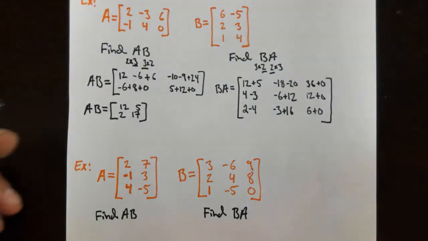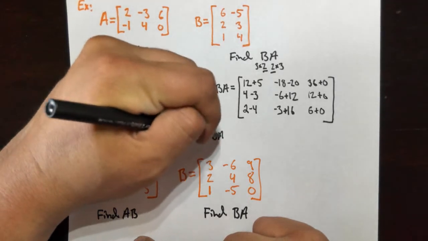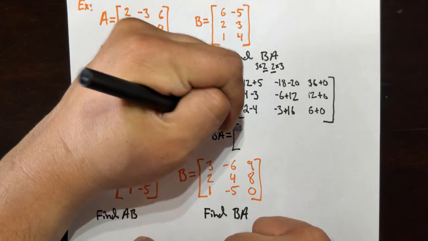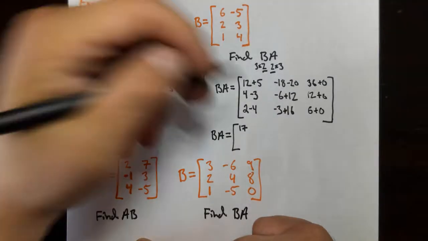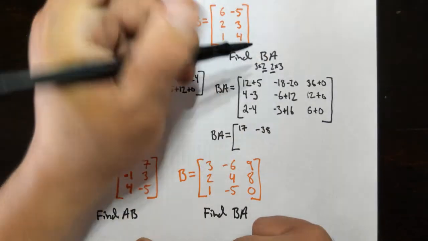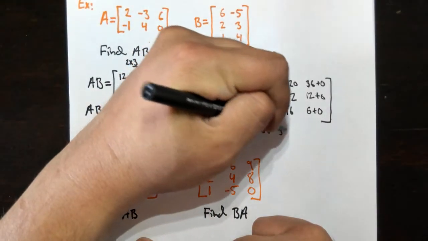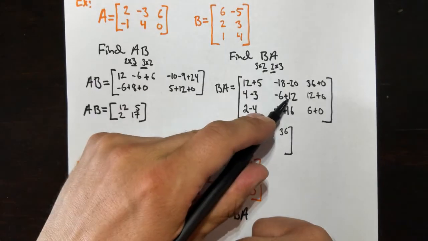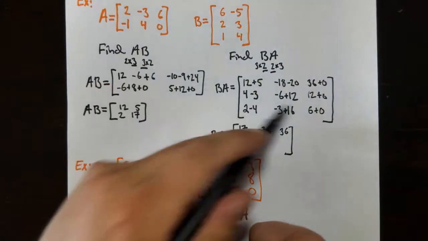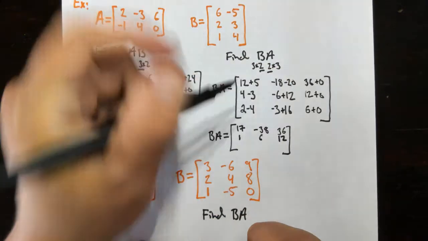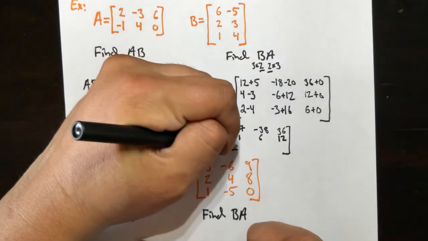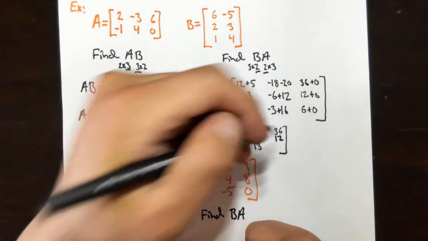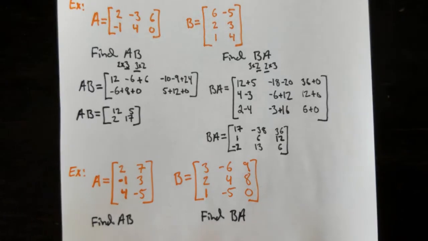So, excuse me, we need to simplify this now. So 12 plus 5 is 17. Negative 18 minus 20 is negative 38. 36 plus 0 is just 36. 4 minus 3 is 1. Negative 6 plus 12 is 6. 12 plus 0 is 12. 2 minus 4 is negative 2. Negative 3 plus 16 is 13. And 6 plus 0 is 6. All right.